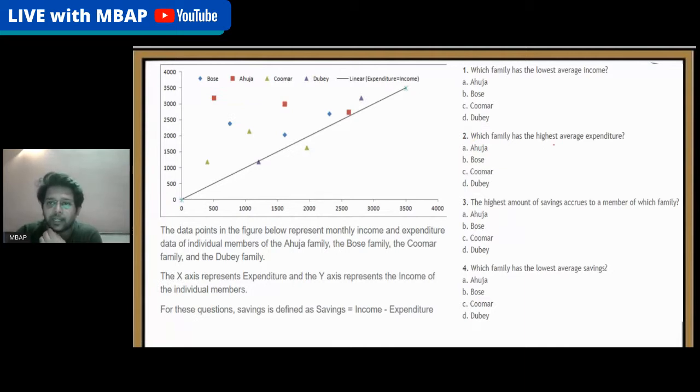Next is, which family has the highest average expenditure? Expenditure belongs to the x-axis. Highest average expenditure. The highest average expenditure belongs to whom? Which family gives you the highest average expenditure? Is it Ahuja, Bose, Kumar, or Dubey?